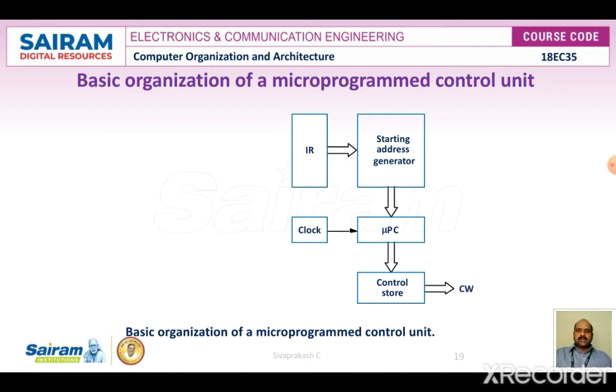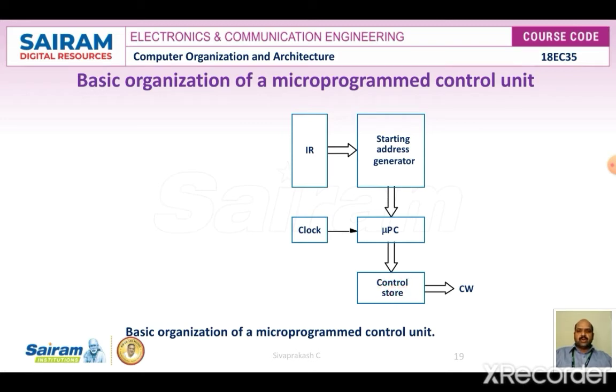Here in this diagram, a sequence of control words corresponding to the control sequence of a machine instruction constitutes a micro routine for that instruction, and the individual control words in this micro routine are referred to as micro instructions. So the micro routines for all instructions in the instruction set of a computer are stored in the control store, a special memory called the control store.